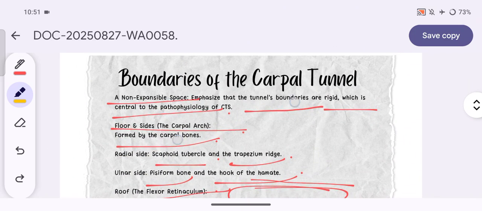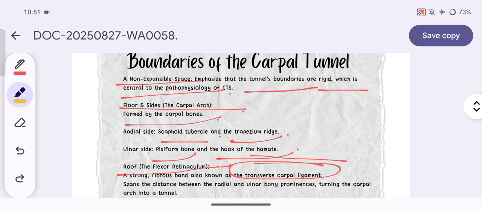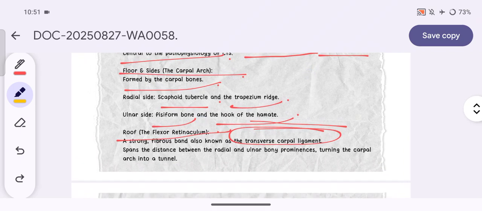Now, boundaries of the carpal tunnel, a non-expansile space. Emphasize that the tunnel's boundaries are rigid, which is central to the pathophysiology of carpal tunnel syndrome. Now, floor and sides: the carpal arch formed by the carpal bones. On the radial side, the scaphoid tubercle and trapezium ridge; on the ulnar side, the pisiform bone and the hook of the hamate. Roof: the flexor retinaculum, a strong fibrous band, also known as the transverse carpal ligament, spans the distance between the radial and ulnar bony prominences, turning the carpal arch into a tunnel.